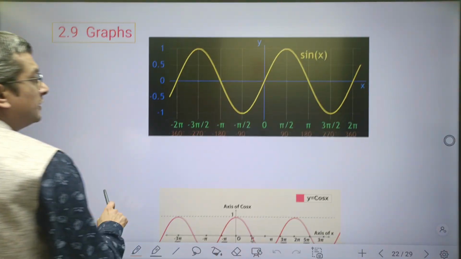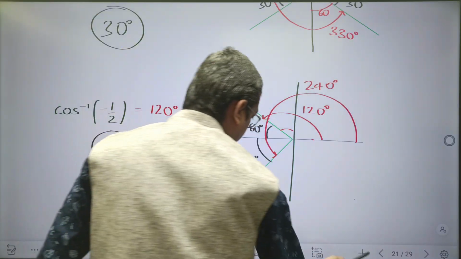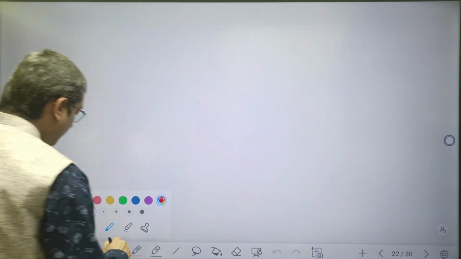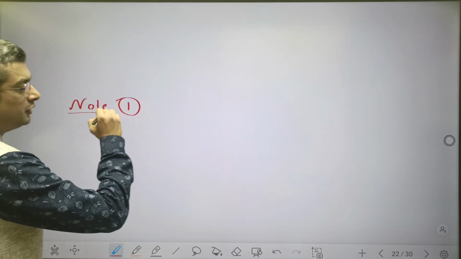Now, graphs. Before proceeding to graphs, I would like to draw your attention to an important point. That is point number 1.